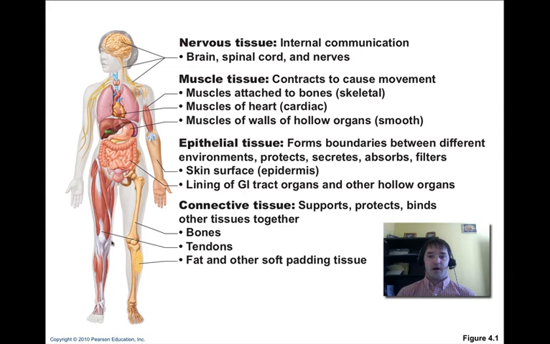Epithelial tissues form boundaries. They form covering and protective surfaces. So they are found on your skin. They are found lining organs that absorb stuff like your GI tracts or secrete stuff. So they are basically covering and protecting tissues. And then connective tissue are tissues that connect everything together. They support, they protect, and they bind other tissues together. Some common examples are bones, tendons, adipose tissue or fat is another one.